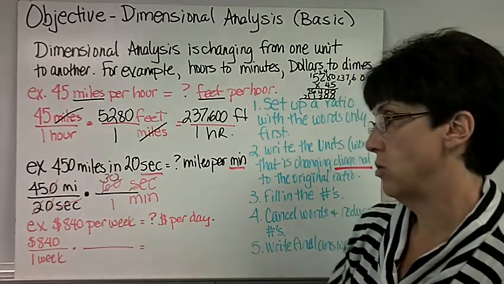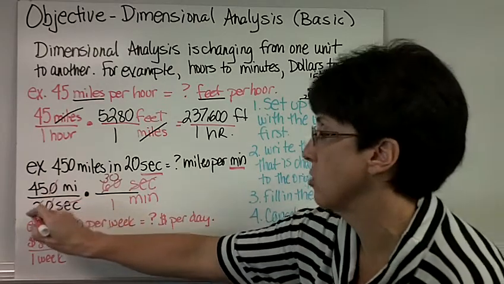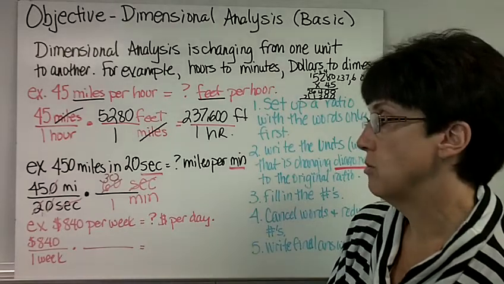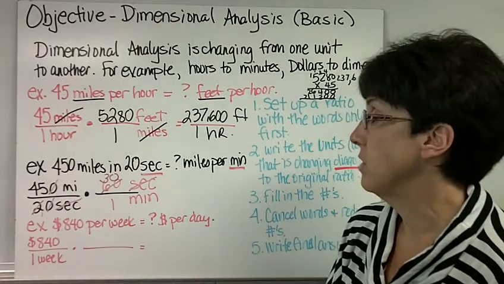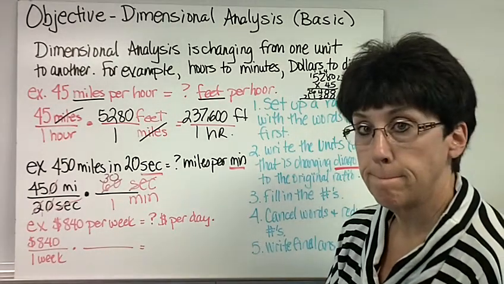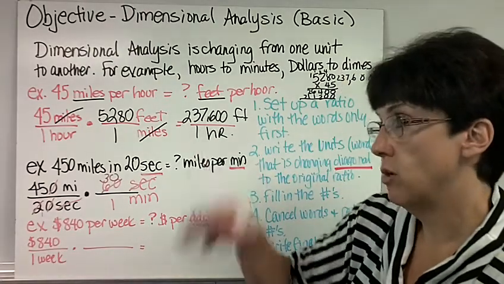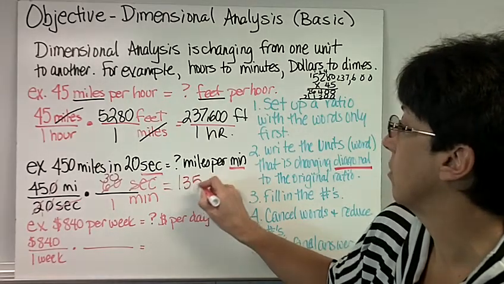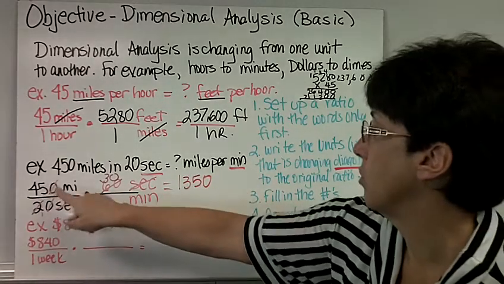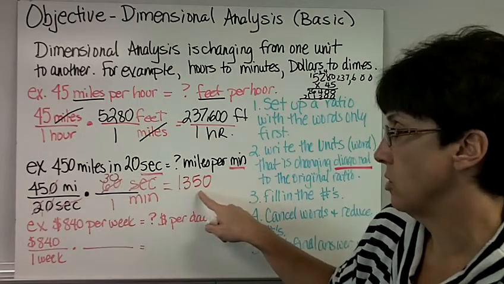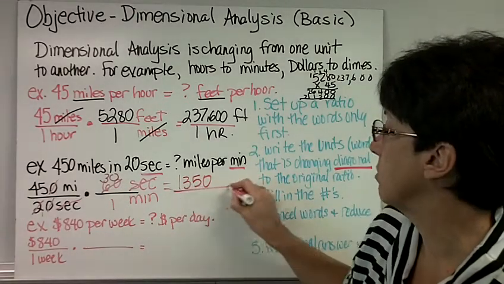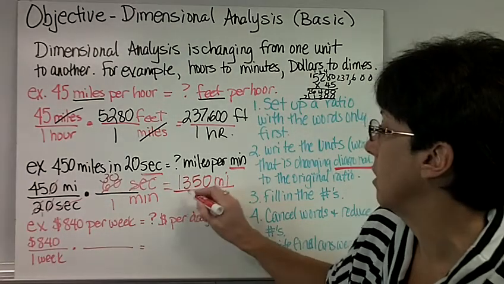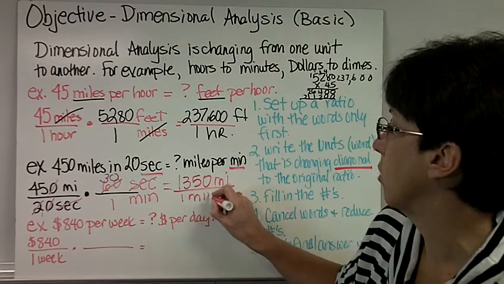And now all I have left is to multiply, because this turned into a 1, right? 45 times 3. Well, 40 times 3 is 120. 5 times 3 is what? 15. So 120 plus 15 is 135 plus my 0. So 45 times 30 is 1,350. And what's my word that's left? Miles. And what's my word on the bottom? Minute. And I'll put the 1 in.